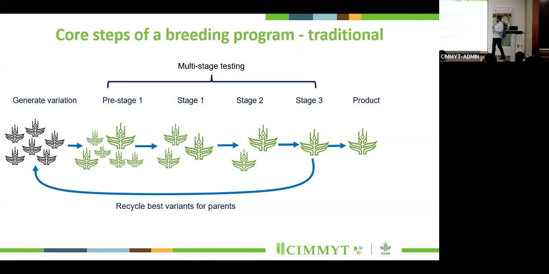In what we might call a more traditional breeding program, this was roughly what happened. You did lots of different stages of testing, and right at the end, maybe not the product itself, but something very close to the product was used as a parent. So you're going to work through a lot of testing, find really the best 1 or 2 lines, and then use those as parents and products.